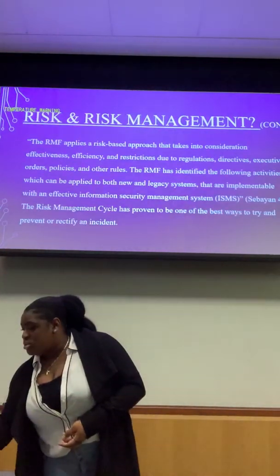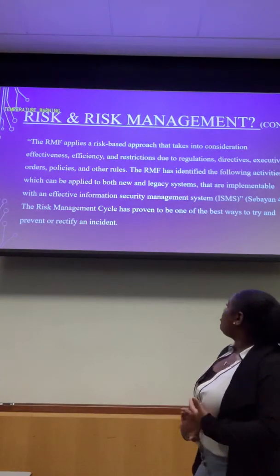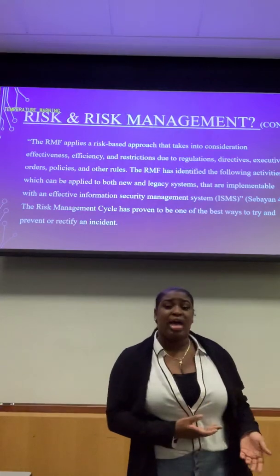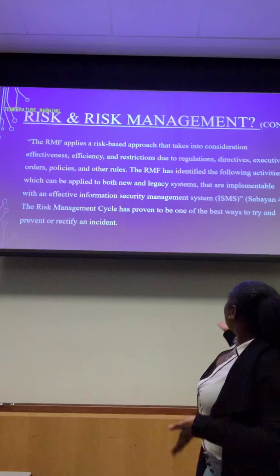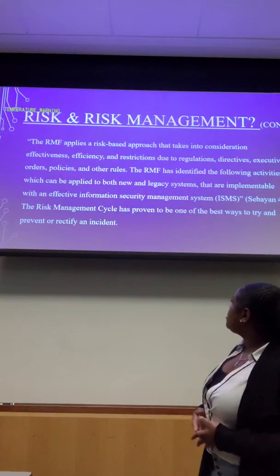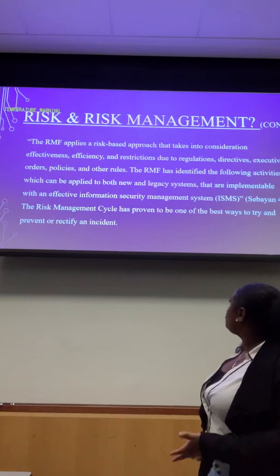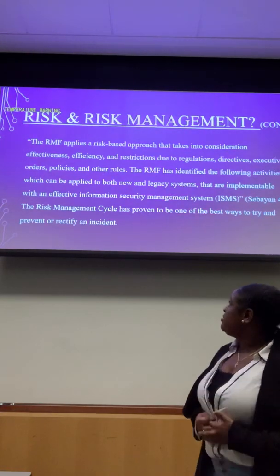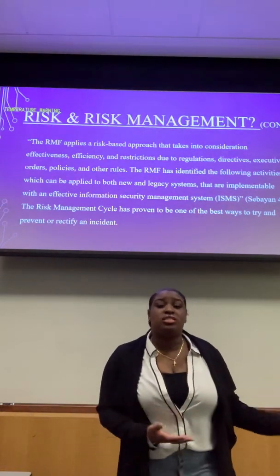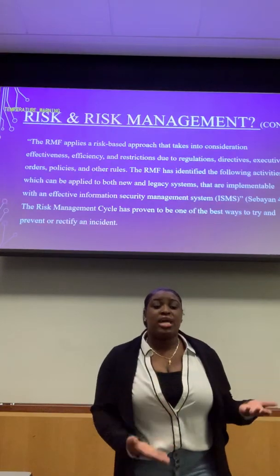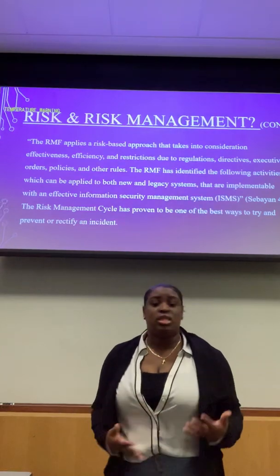So with that being said, the risk management cycle has proven to be one of the best ways to try and prevent or rectify an incident or risk that occurred. It basically identifies the following activities, which can be applied to both new and legacy systems that are implementable with an effective information security management system. So in short, once again, the risk management cycle is just a list of plans and guidelines for companies to follow to assess, gather information, anything dealing with risk.